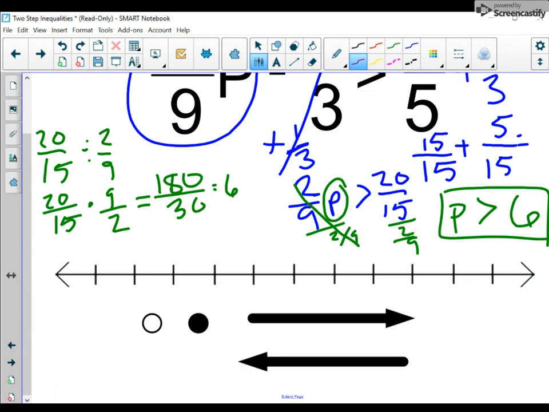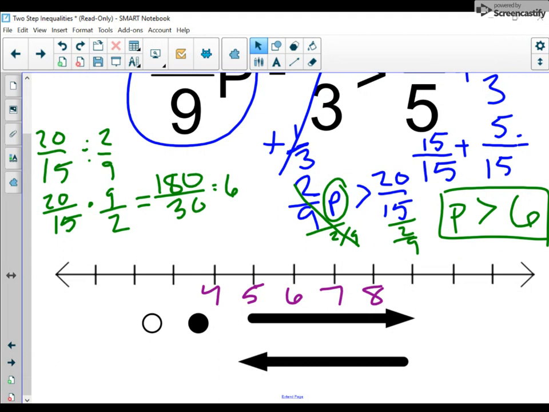Let's scroll down and let's label our graph. I should have 6, 7, 8, and then 5 and 4 below it. If I have a symbol of greater than, what kind of circle does that mean I'm going to have? I should have an open circle. If I can get a hold of the open circle, there it is. I should have an open circle because greater than does not mean 6 is included as a solution.